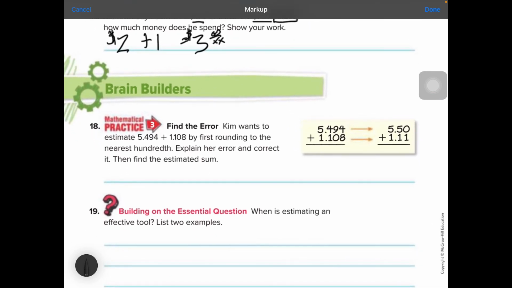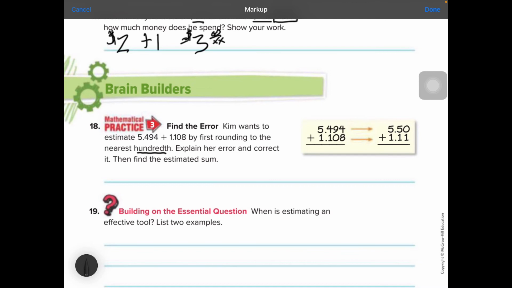Brain builders. Ooh, here we go. Find the error. Kim wants to estimate 5.494 plus 1.108 by first rounding to the nearest hundredth. Explain her error and correct it. Then find the estimate.